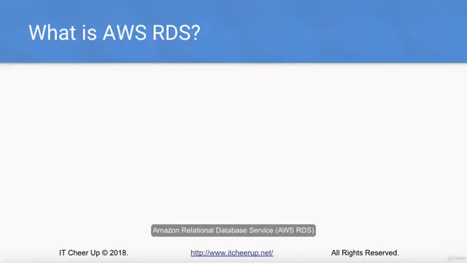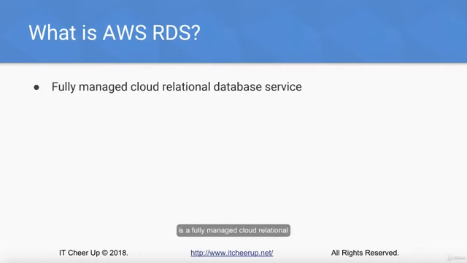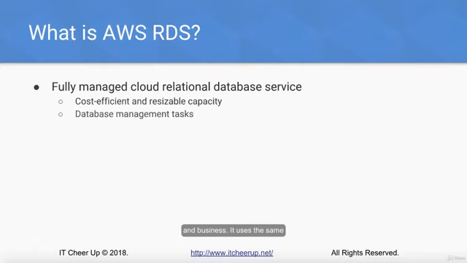Amazon Relational Database Service, AWS RDS, is a fully managed cloud relational database service. It provides cost-efficient and resizable capacity while managing time-consuming database administration tasks. Free you up to focus on your applications and business. It uses the same pay-as-you-go pricing model with on-demand, reserved, spot options.